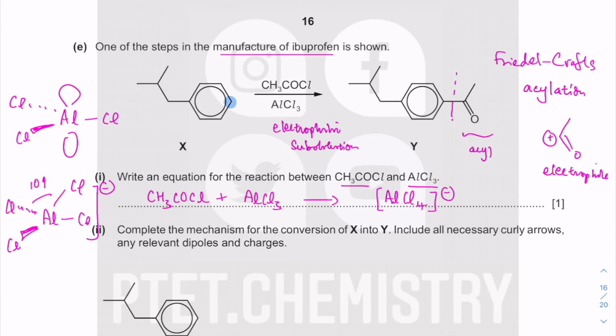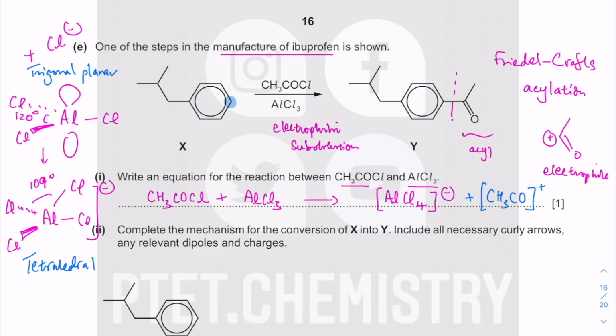This is now 109 degrees. Previously it was 120 degrees. Previously it was trigonal planar, so trigonal planar has gone to tetrahedral. This is one of the classic AS level changes in the geometry, changes in the bond angle kind of question, and this is exactly the essence of this reaction. It takes away the Cl minus, therefore generating the electrophile. It's going to be CH3CO plus. That is the electrophile that the benzene actually attacks, at the carbon with a positive charge.